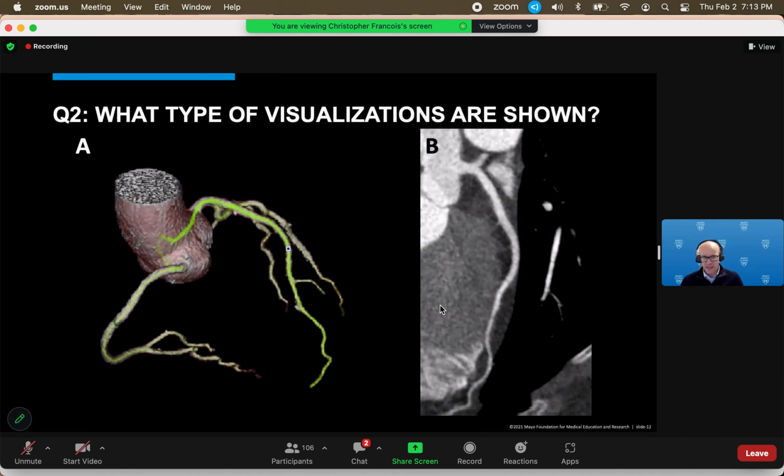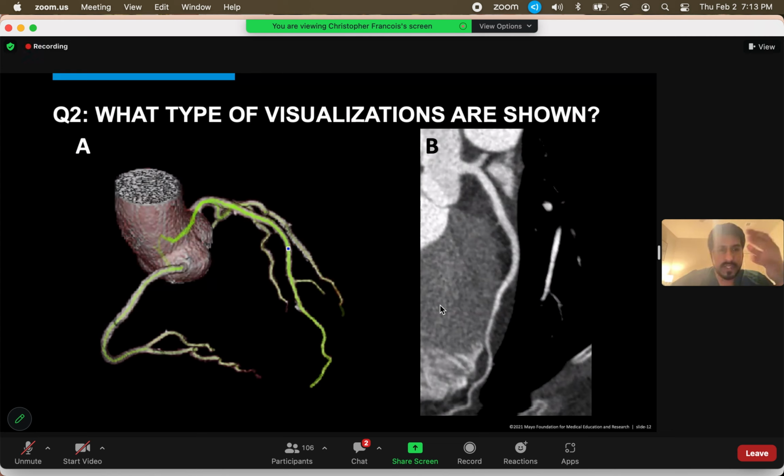Okay, so this is still for George. This is still on our first case. The second question is, what type of visualizations am I showing in A and B? So A is 3D volume rendered.